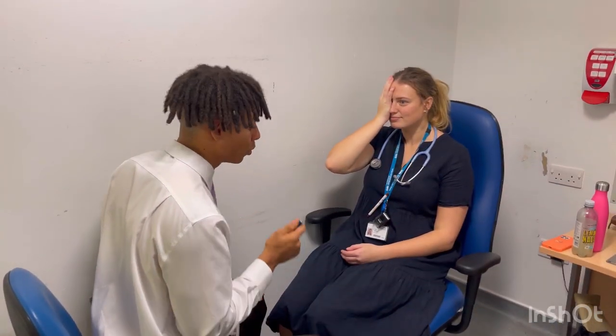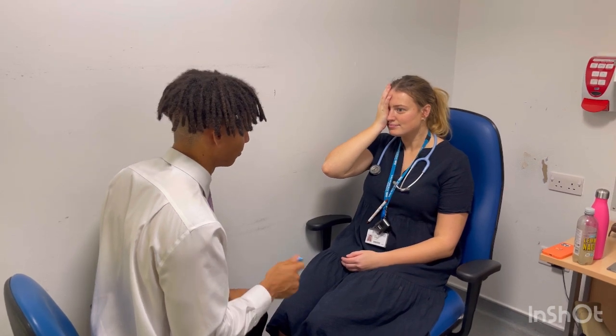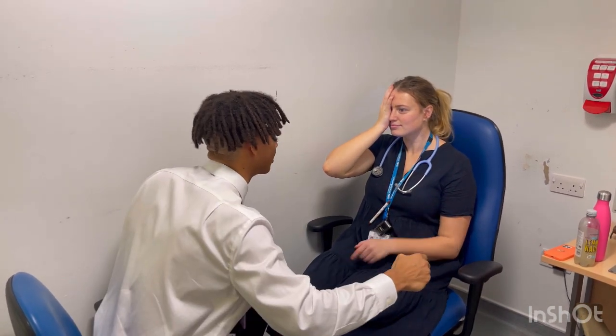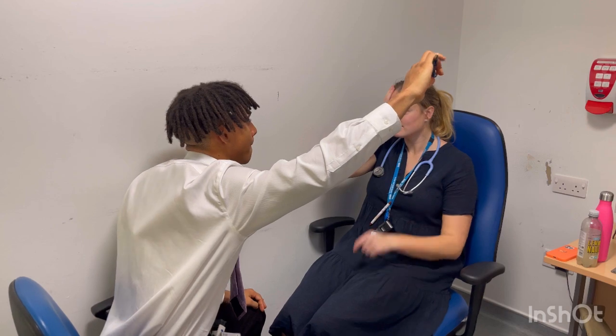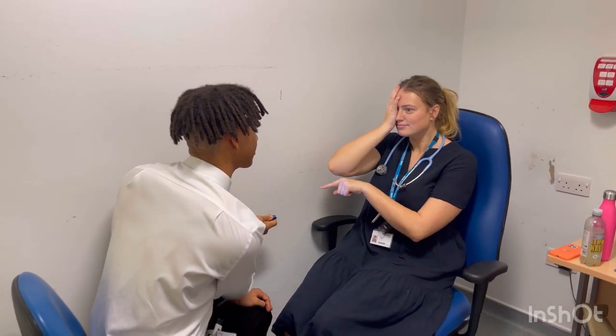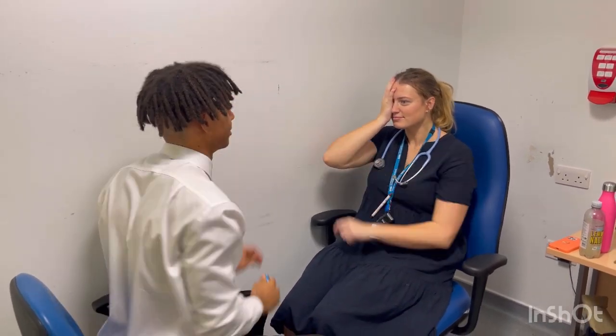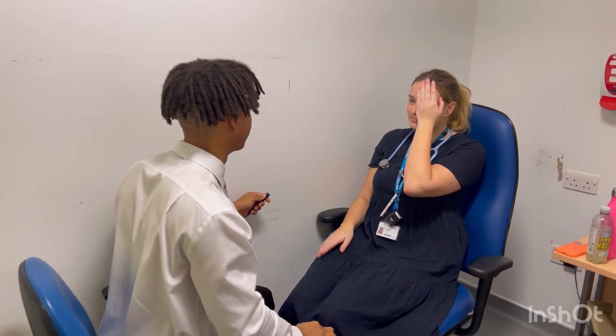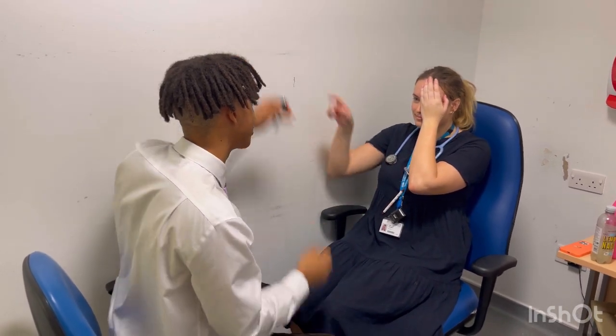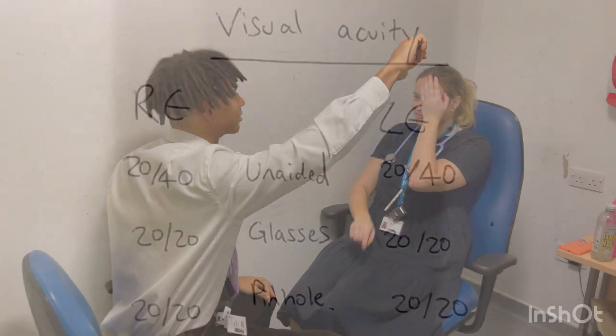If they can't do that, then shine a light in their eye and ask if they can see the light. If they can, they're perceptive to light, which is documented as PL. If they are unable to do this, they are not perceptive to light, which is documented as NPL.